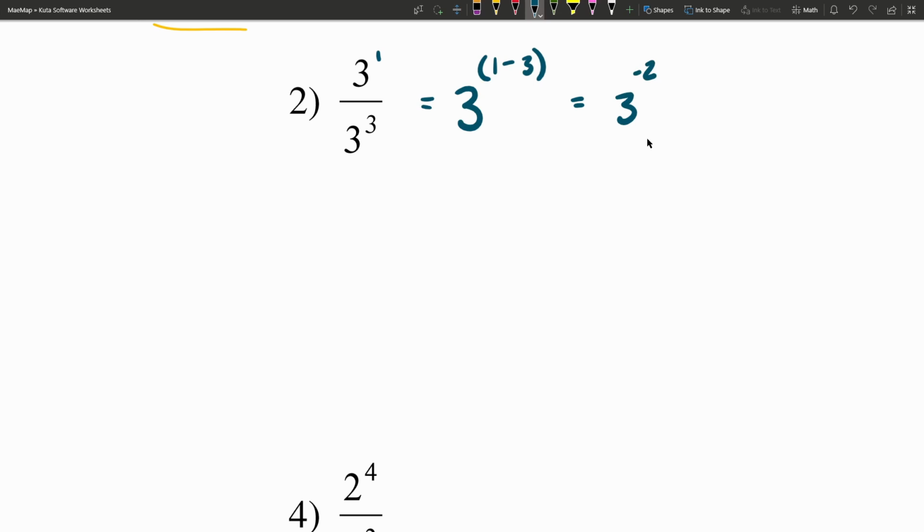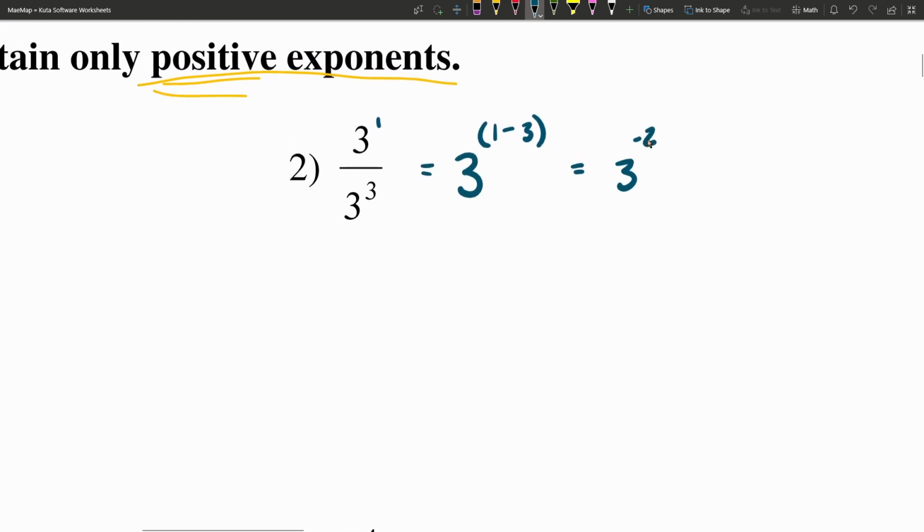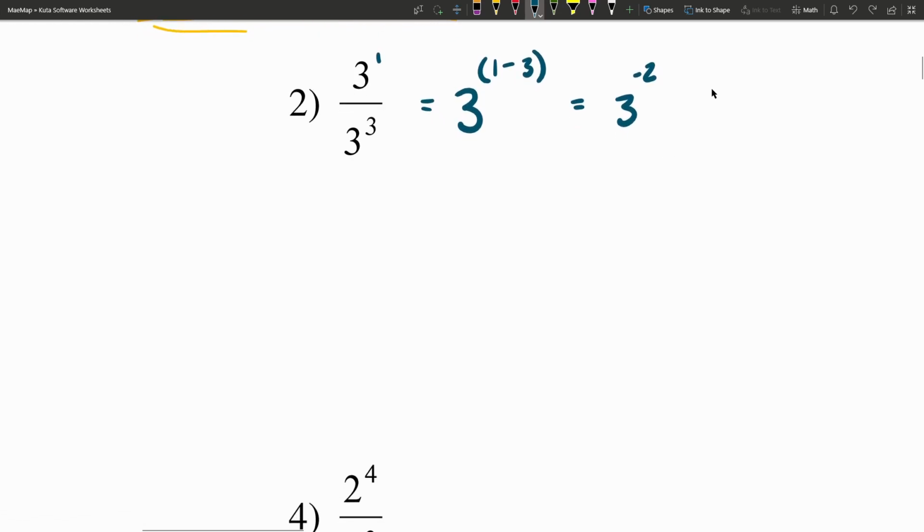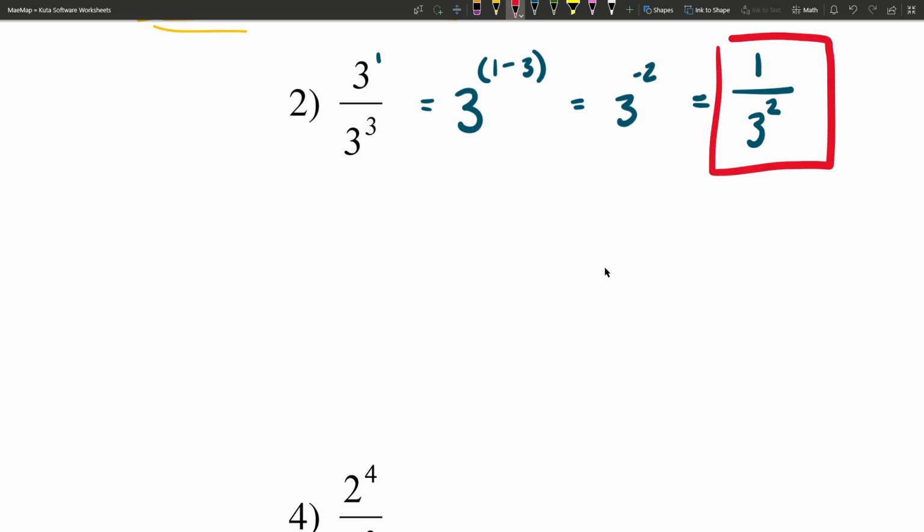But wait a second, that's not quite the solution they're looking for on this worksheet, because it says that our answer needs to contain only positive exponents. So how do we change this negative exponent into a positive exponent? Well, whenever we have a negative exponent, that's the same as having this in the denominator, but to a positive exponent. So 3 to the negative 2 is equivalent to 1 over 3 to that positive exponent, or 3 squared. So our answer is 1 over 3 squared in this solution.